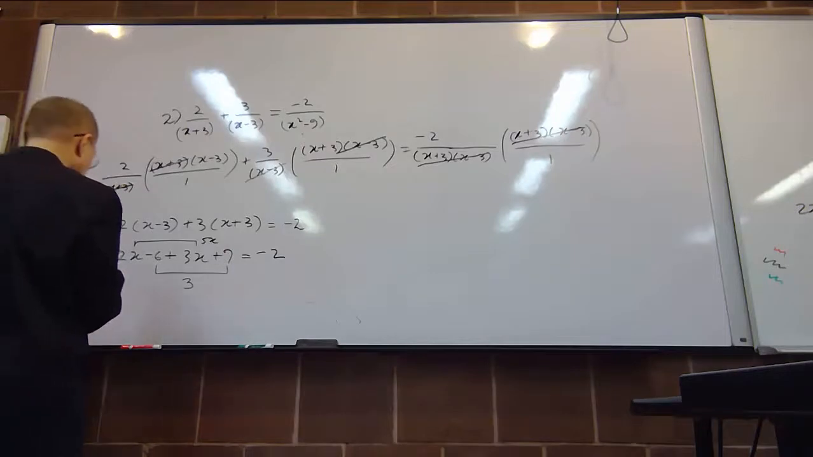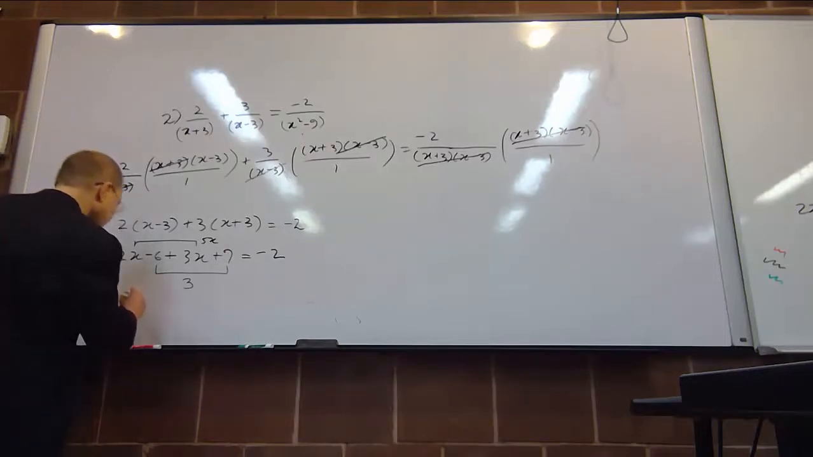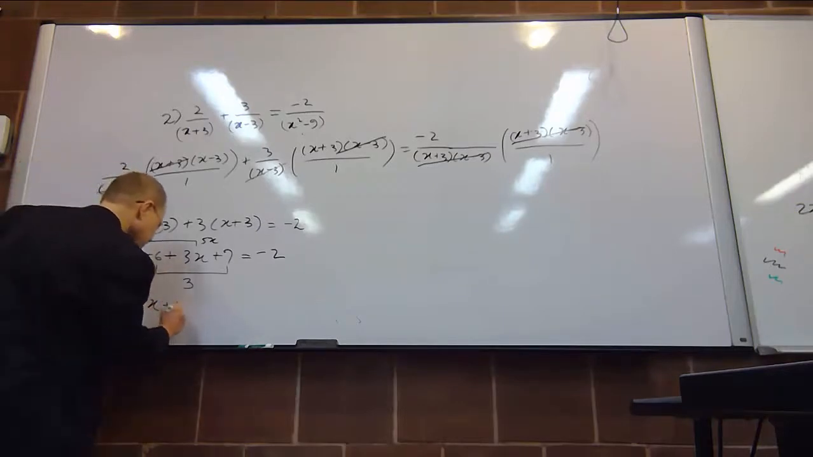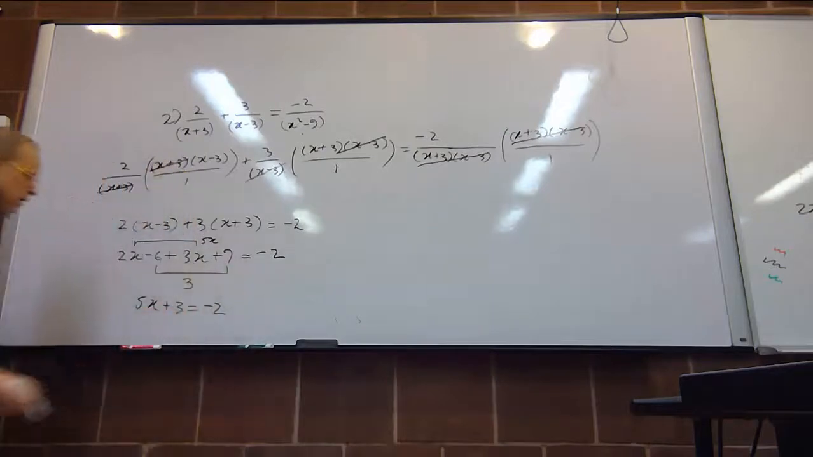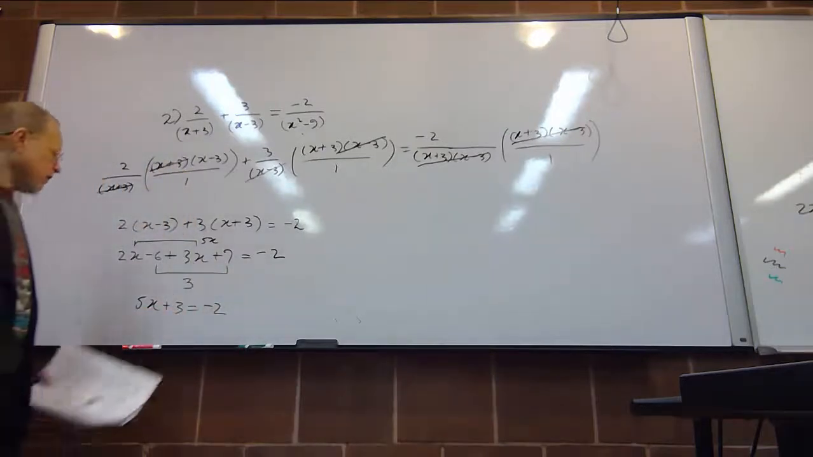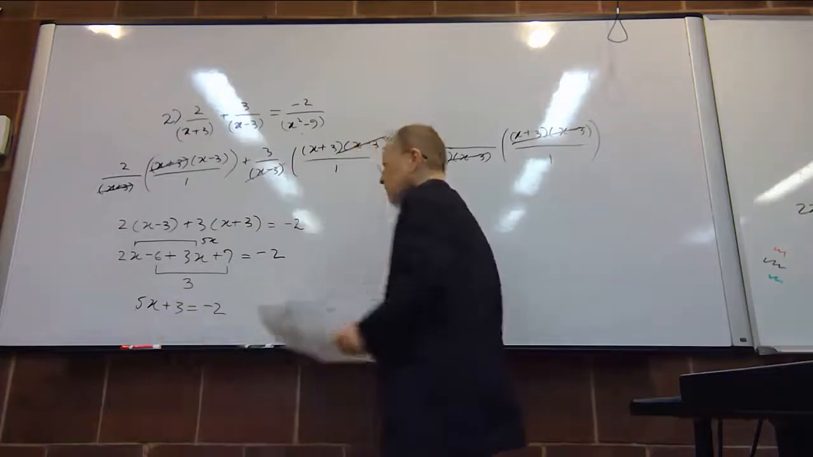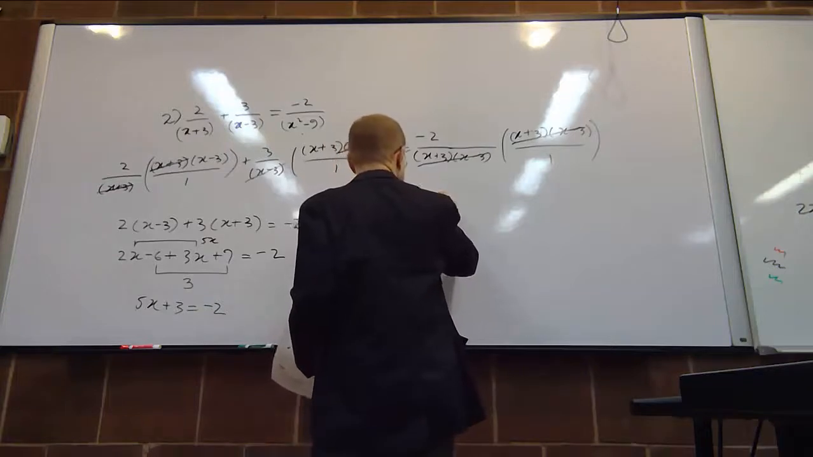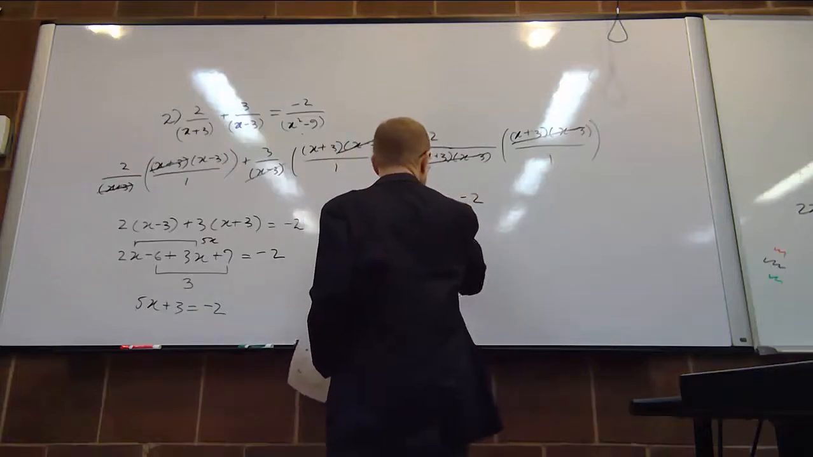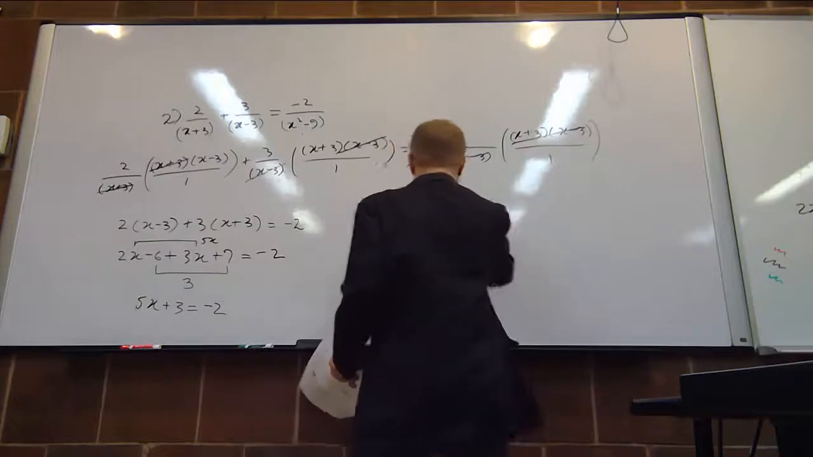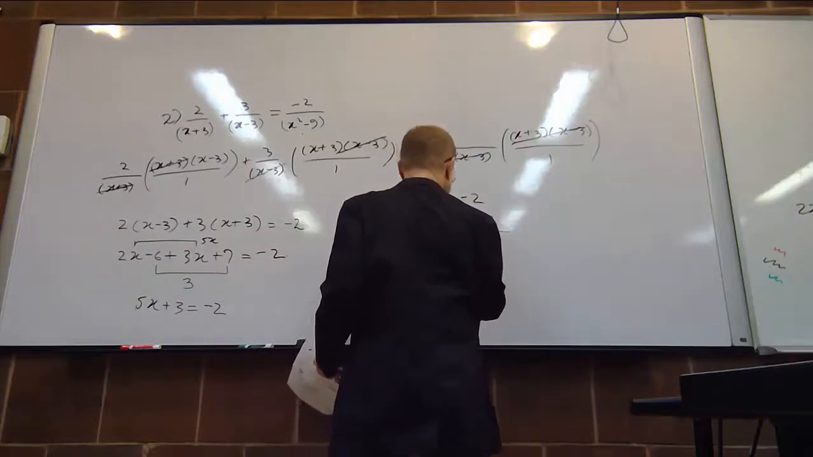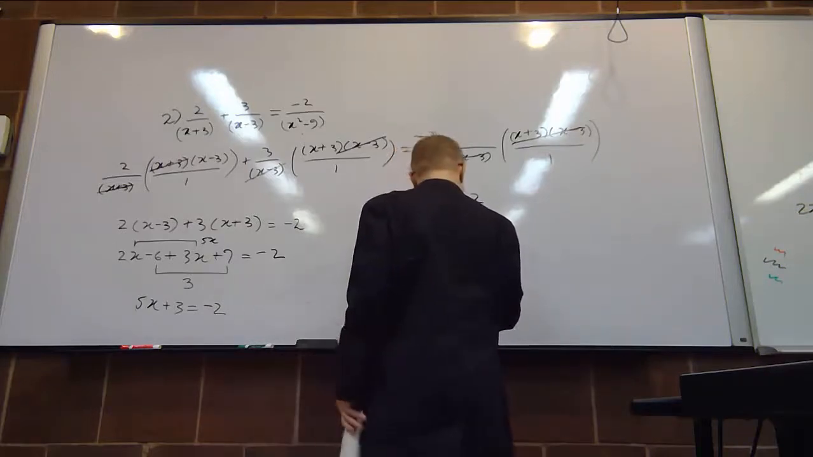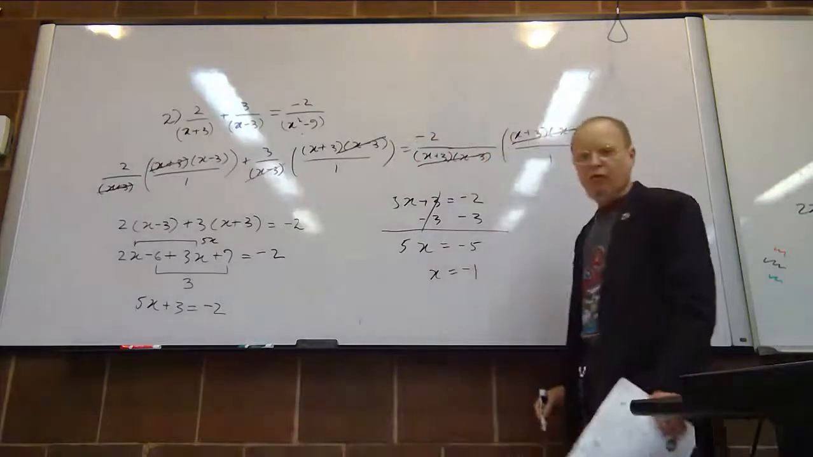So now I have an equation that looks like 5x plus 3 is equal to negative 2. Wow, isn't that manageable? So now we just solve for x the way we would normally solve for x. So I'm just going to rewrite it here. 5x plus 3 is equal to negative 2, minus 3, and then 5x is equal to minus 5, and therefore x is equal to negative 1. And there is our final answer.